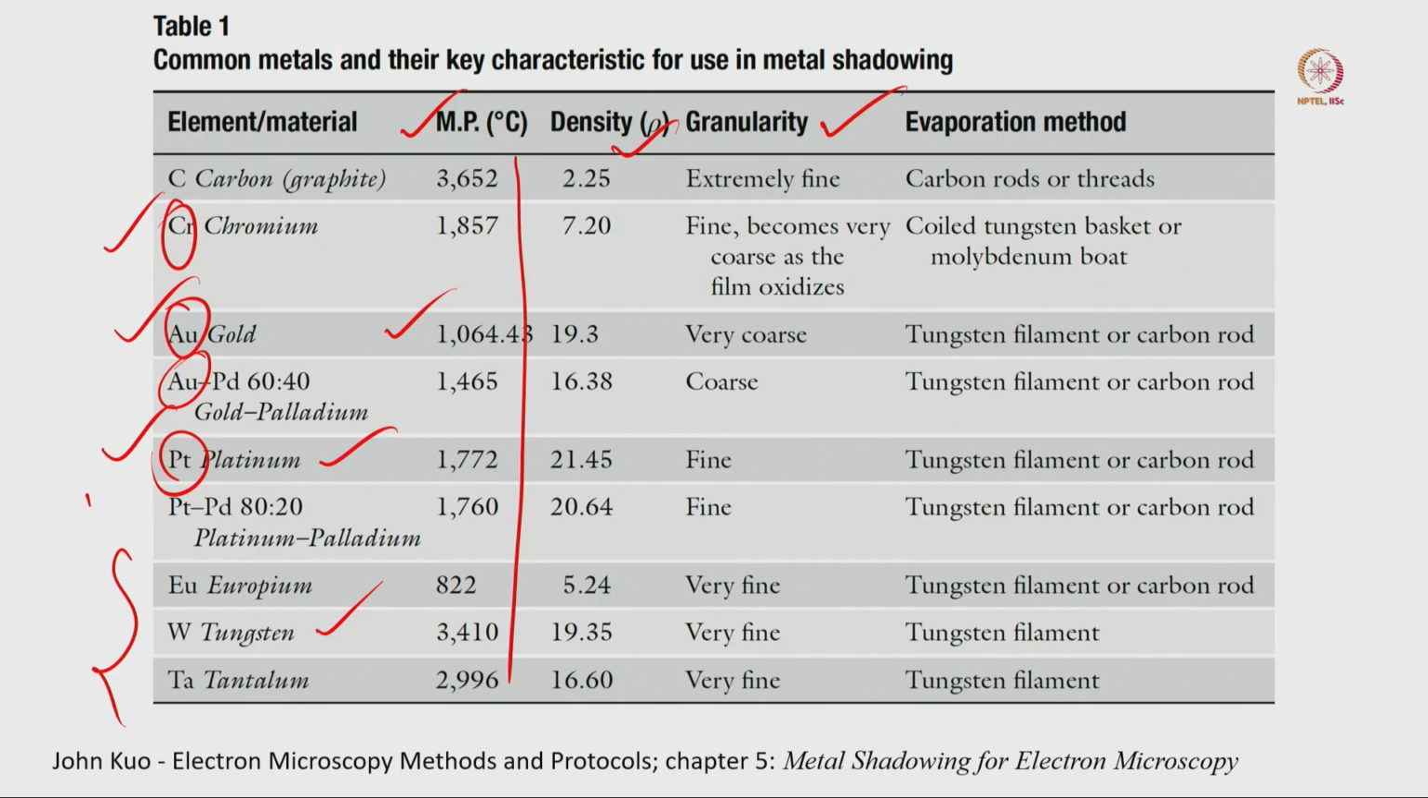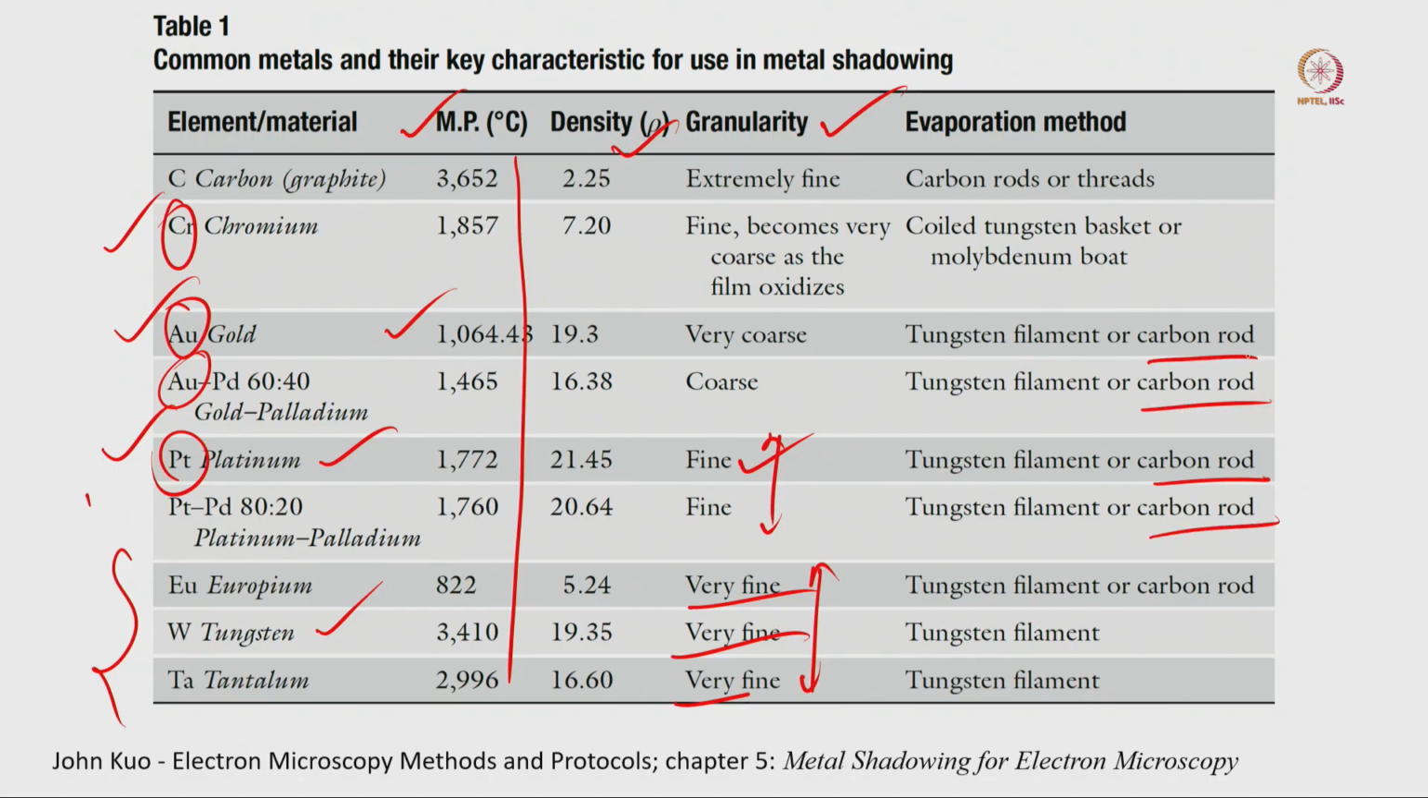Here you can see this metal group is giving a very fine distribution, and platinum is also giving a fine distribution, which is good enough. For platinum we can use a tungsten filament or a carbon rod. It is easy to use when you have a carbon rod.